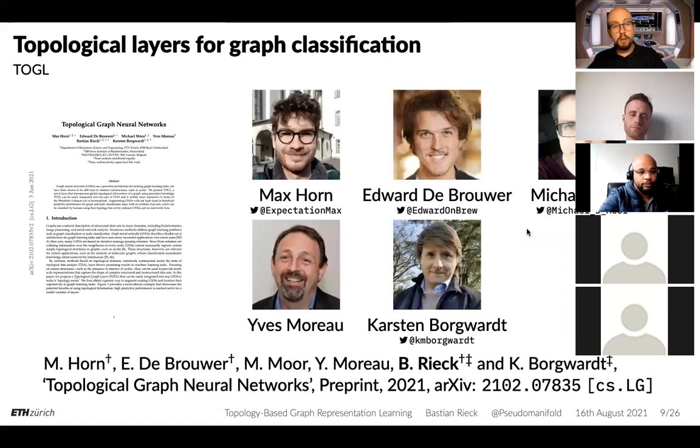Now we'll be delving into the first publication, or the first preprint, that I want to discuss. It's called Topological Graph Neural Networks, and it discusses essentially how to create topological layers for graph classification. And I should also stress for node classification, but then the title of the slide would be a little bit too long. So this is a preprint that we recently submitted to arXiv. It's work co-authored with Max, Edward, Michael, Eve, and Karsten, and I'm really excited to see this paper gain some attention and to be able to talk about this tonight with you.